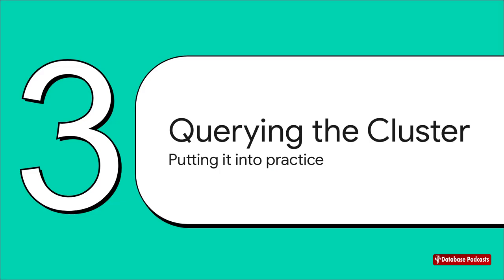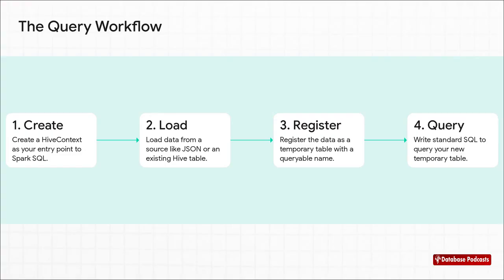Okay, so now we have our distributed table with a schema. We've got the what figured out. So the next big question is, how do we actually run a query on it? How does this work in practice? Well, it's actually surprisingly easy. It's pretty much a simple 4-step recipe. First, you create your entry point, which is called the HiveContext. Second, you load your data. Third, you register that data as a temporary table and give it a name, like, say, users or sales. And what's the last step? You just write SQL. That's it.